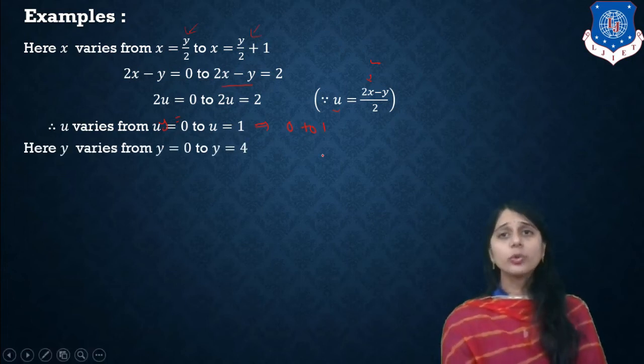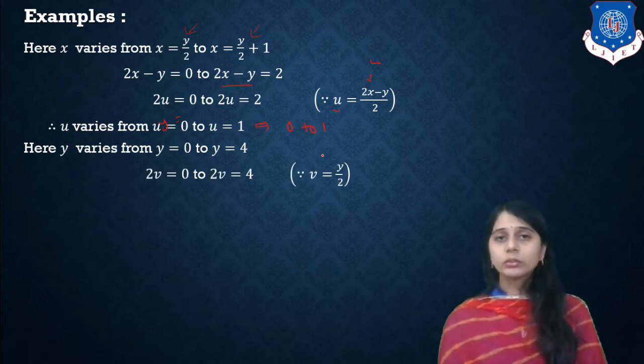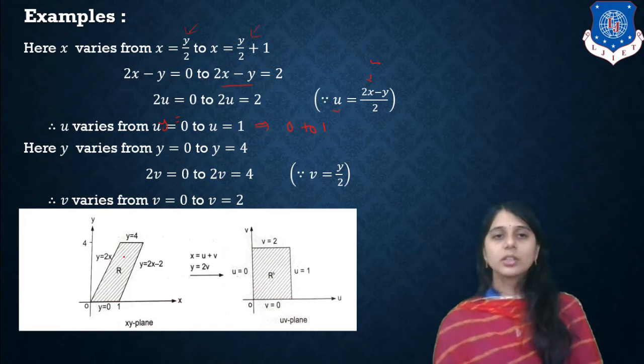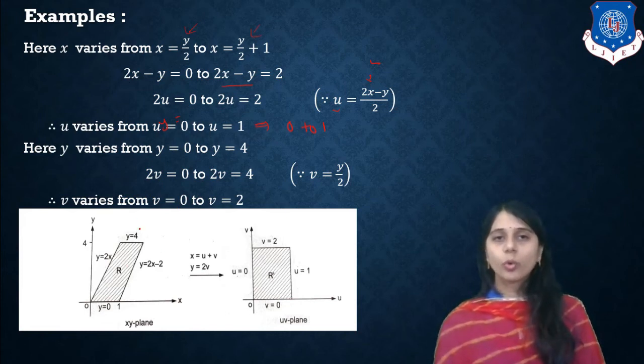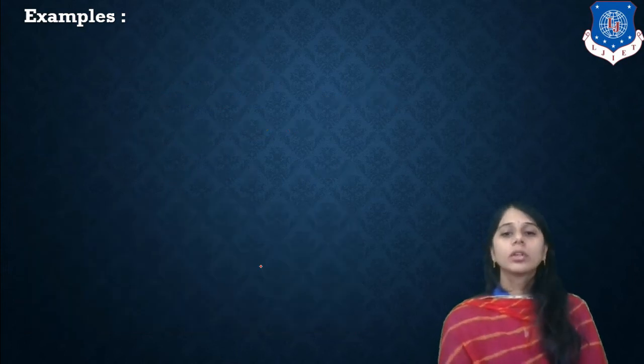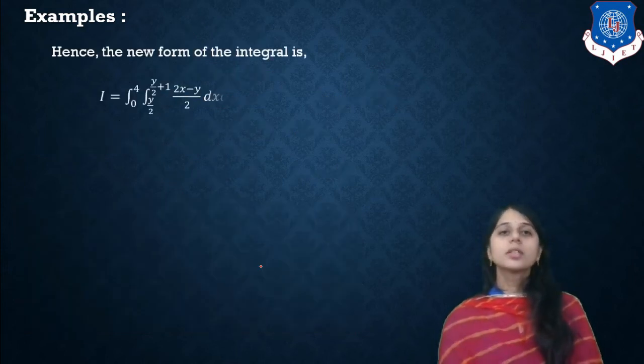Now y varies from 0 to 4. So 2v equals 0 and 2v equals 4. So v equals 0 and v equals 2, so v is 0 to 2. Now here is the limit: y equals 0 to 4, and 2x minus y equals 0 to 2 is the original limit. Now we are transforming that into UV formation. We get u equal to 0 to 1, which is your horizontal strip, and v equal to 0 to 2, which is your vertical strip. Now integrate this in the new form.